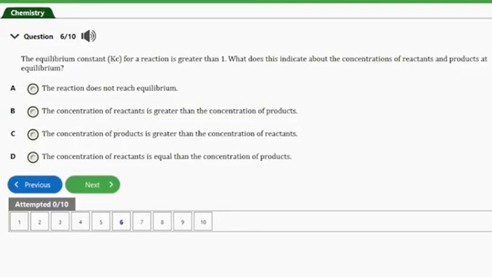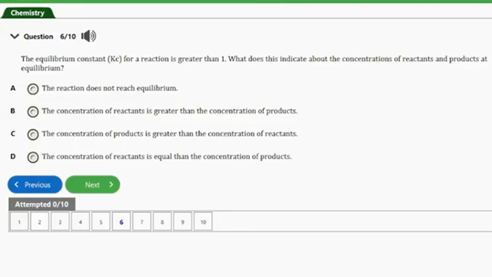A, the reaction does not reach equilibrium. B, the concentration of the reactants is greater than the concentration of the products. C, the concentration of products is greater than the concentration of reactants. D, the concentration of reactants is equal to the concentration of products. So guys, the answer to this question is option C here. The concentration of products is greater than the concentration of reactants.